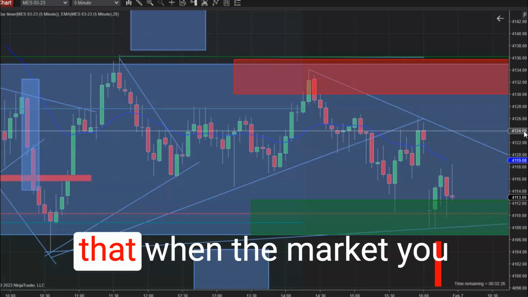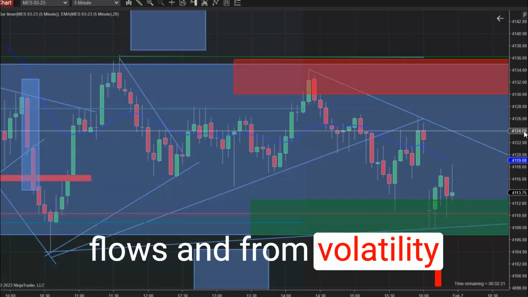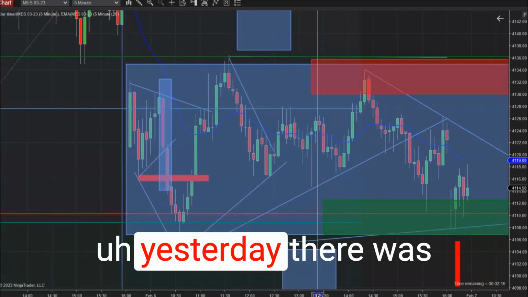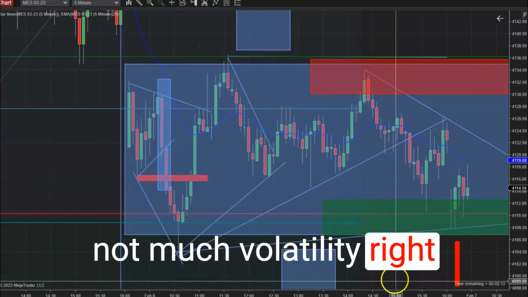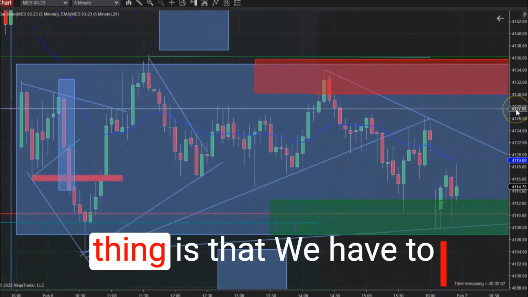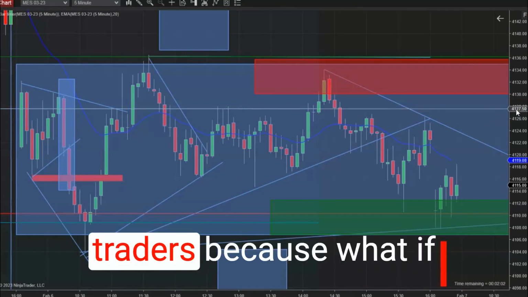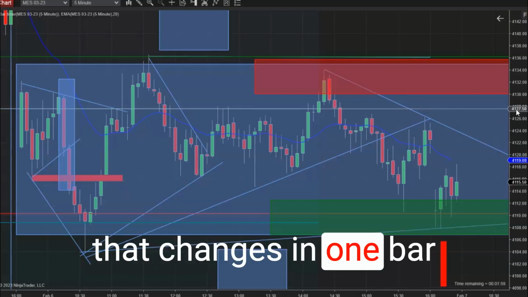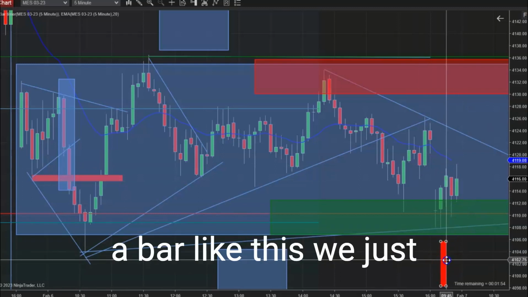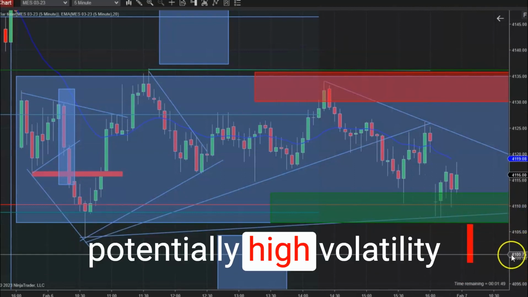So one of the things that I learned is that the market ebbs and flows, from volatility to lack of volatility and back again. Yesterday, there was not much volatility, right? Today so far, not much volatility. Now, the thing is that we have to be on alert. It's our job as traders, because what if that changes in one bar, right? If we have a bar like this, we just went from no volatility to potentially high volatility.